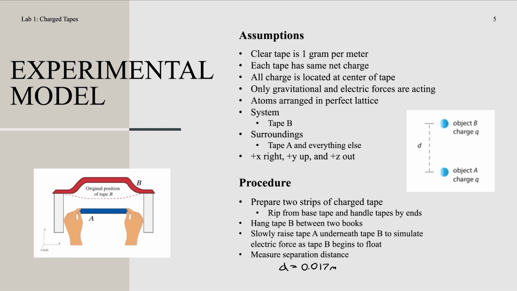Creating the experimental model involved preparing two strips of tape by ripping them from a base layer of tape stuck to a desk or table. While handling the first piece of tape by its ends, stick it to two books so that the middle sags between them, as shown in the diagram.